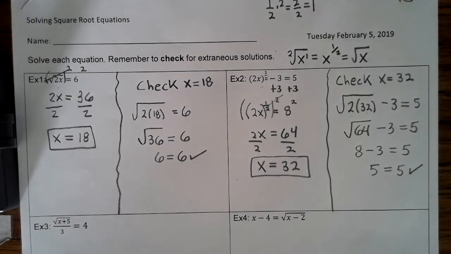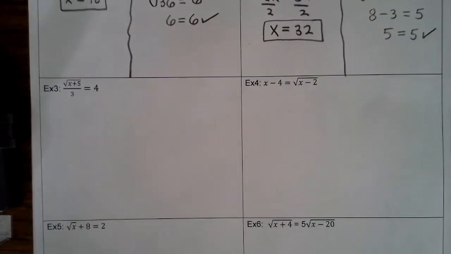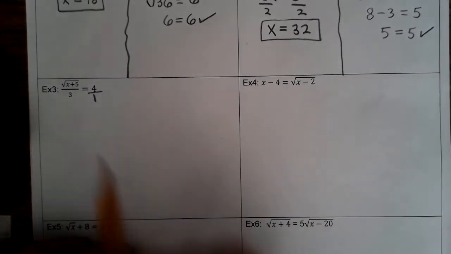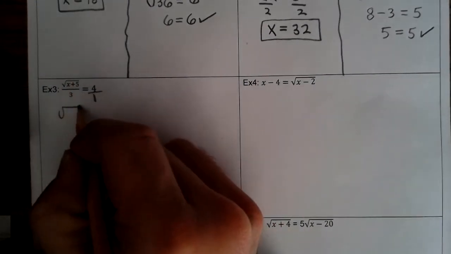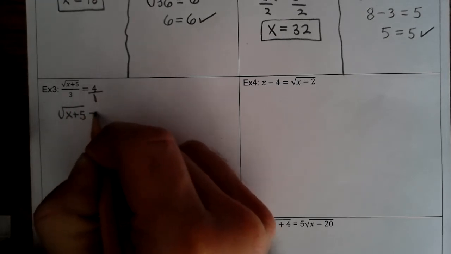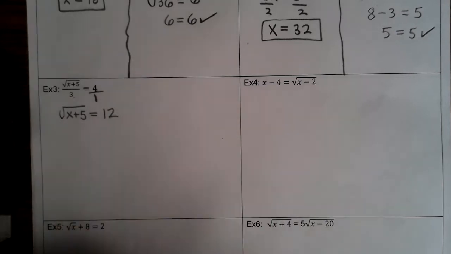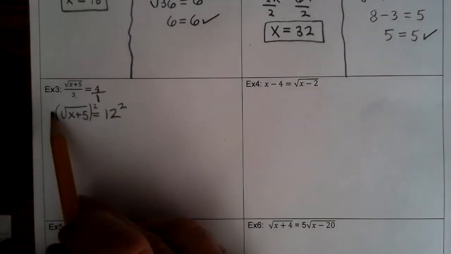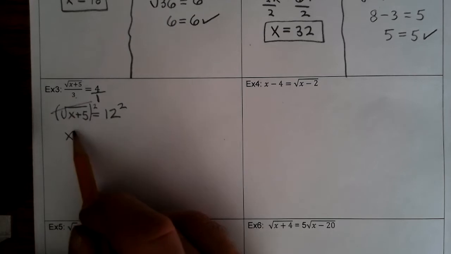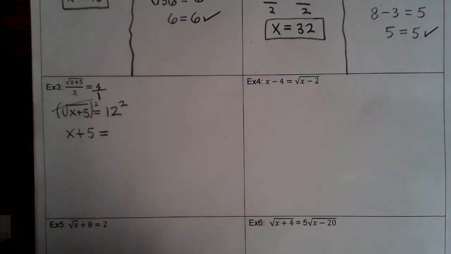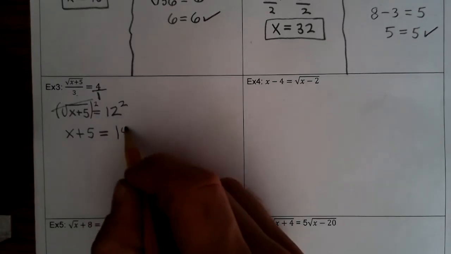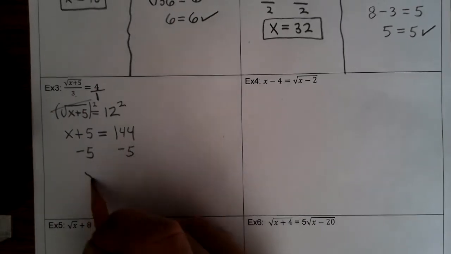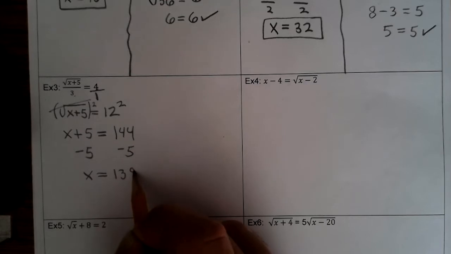Okay, so finish up example 1 and 2. All right, let's take a look at example 3. Now here, to isolate the square root, we're going to divide that by 1, and we're going to cross multiply. So 1 times the square root of x plus 5 is the square root of x plus 5, and 3 times 4 is 12. Now the square root is isolated. We're going to square both sides. That becomes the power of 1, so you're left with x plus 5 equals 12 squared is 144. Subtract 5 from both sides. x equals 139.